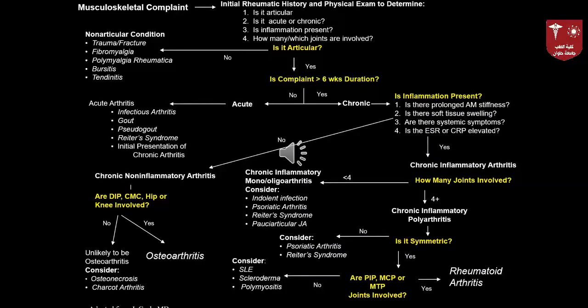Then you go to which type of chronic inflammatory arthritis according to how many joints are affected, and then you do your own investigations and check which joints are involved. Then you go to your diagnosis. This is a very nice algorithm. I advise you to copy it and keep it in your pocket during your whole study of rheumatology.